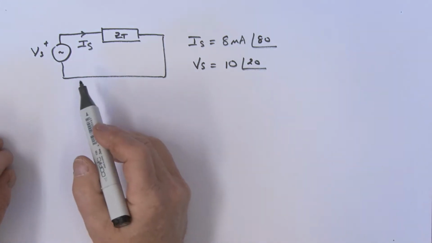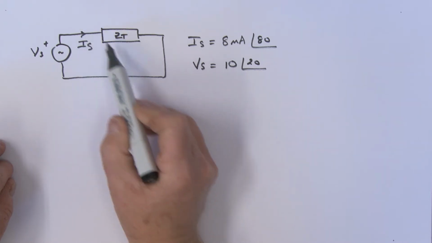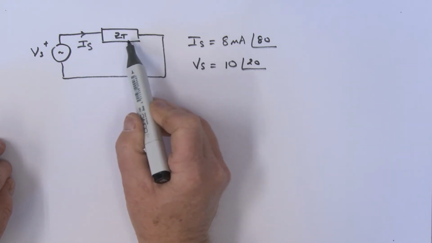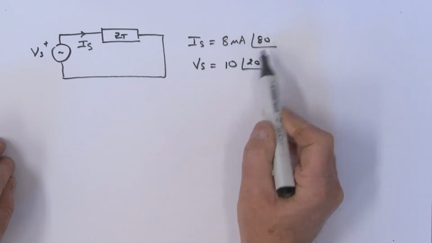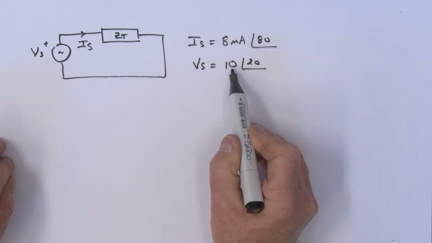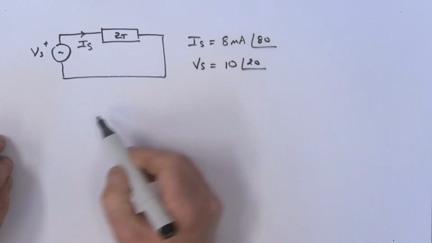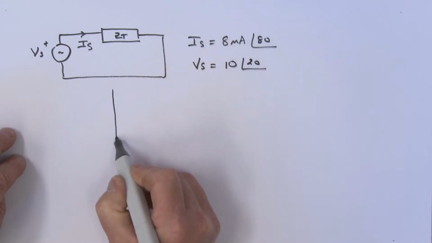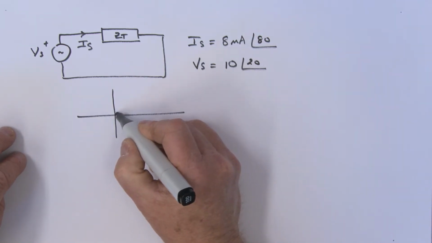All right, let's look at another example. Once again, we've got Vs, we've got Is, and we've got a total impedance ZT. We're given in this problem, Is is equal to 8 milliamps at an angle of 80, and Vs is equal to 10, angle 20. Let's show that information on a graph. So once again, here we are, we have got Is. Let's draw Is here.